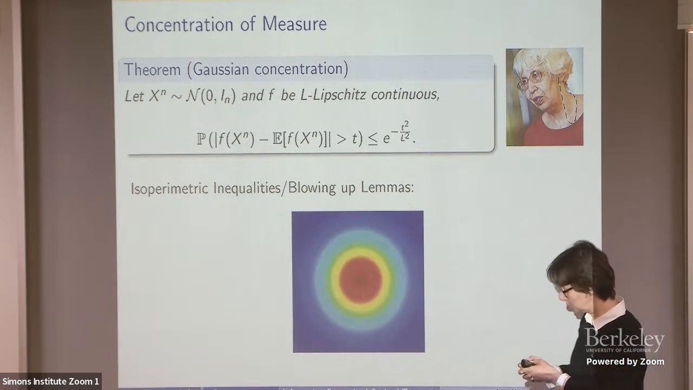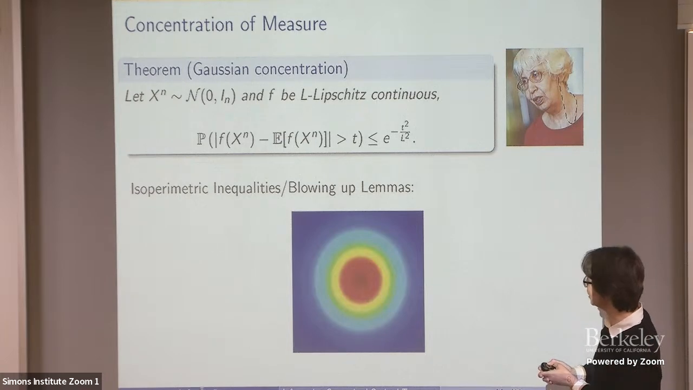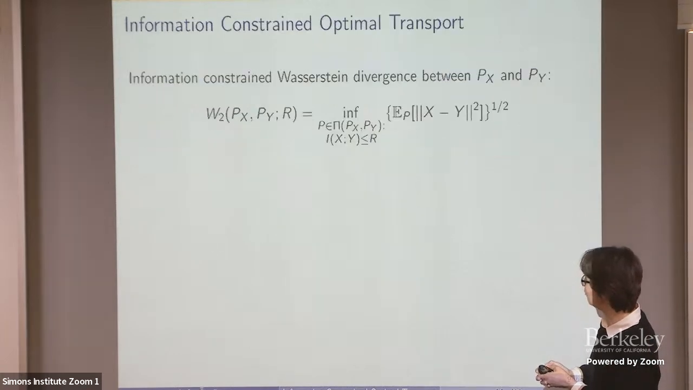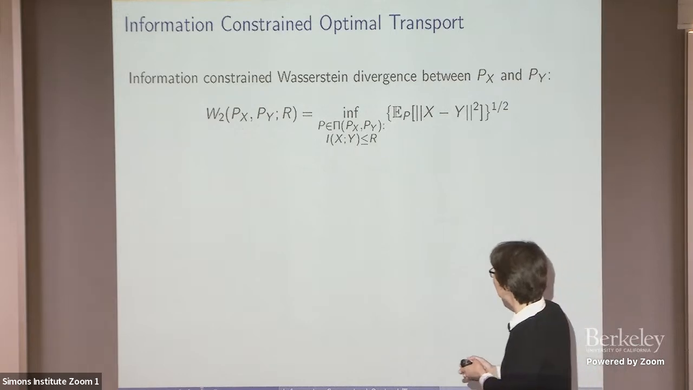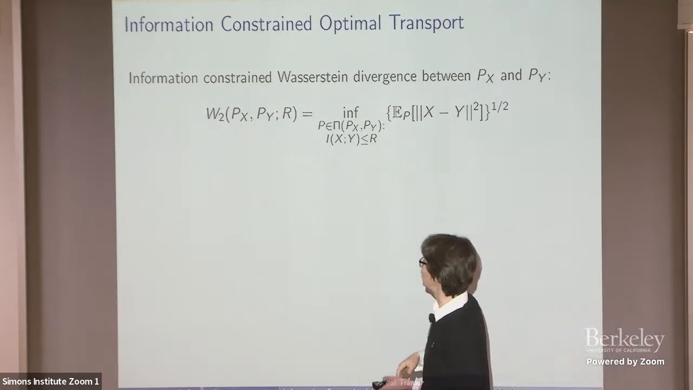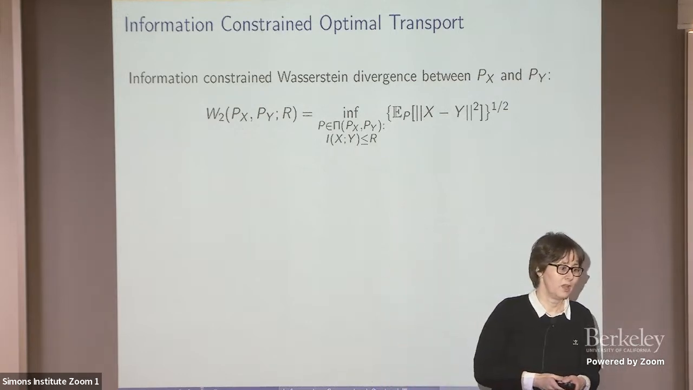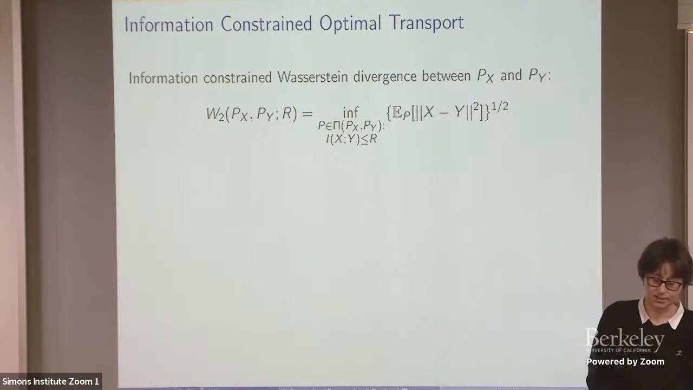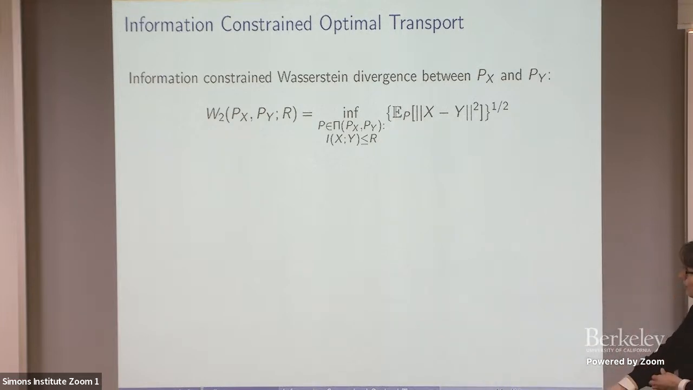So what I would like to do next is to define the quantity that will be our main focus in this talk, which will be a variation of this notion of optimal transport or Wasserstein distance. And we'll call it information constraint optimal transport. Okay, so what is this quantity?